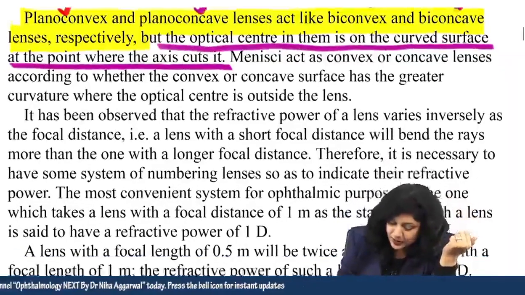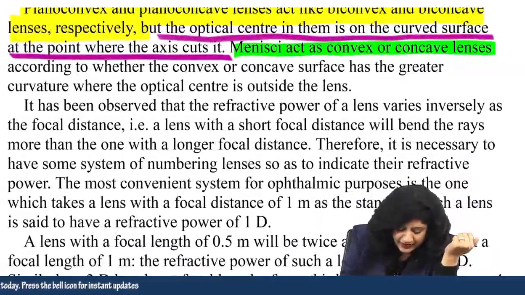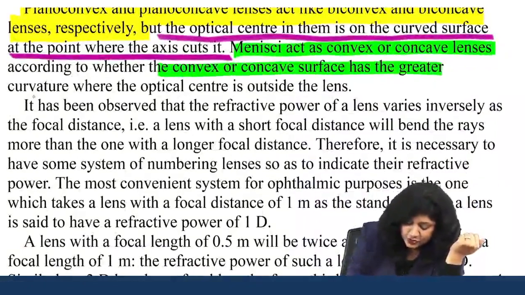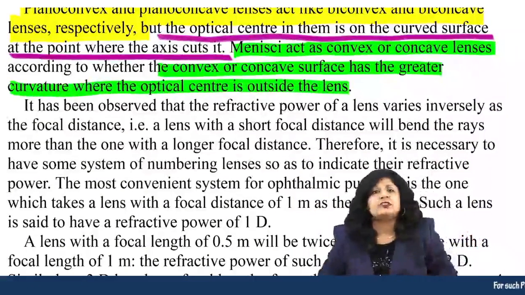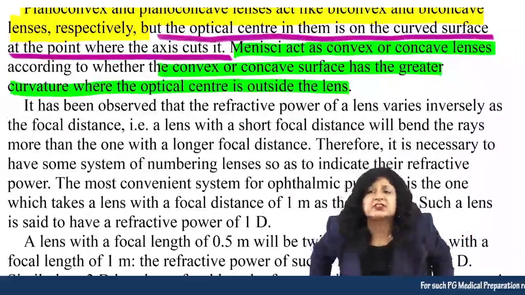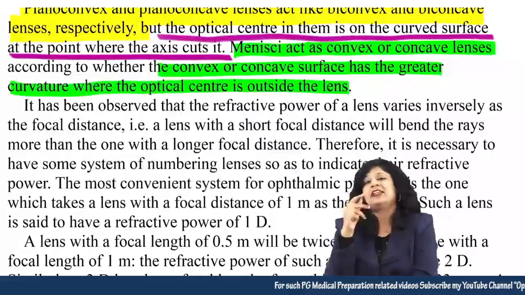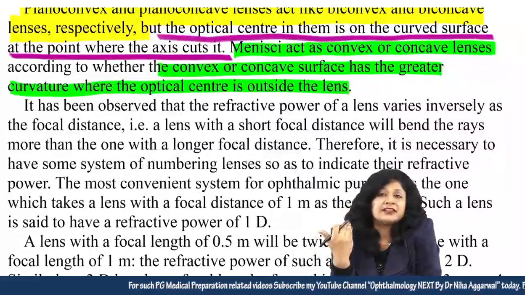Okay. Now what are menisci? Menisci act as convex or concave lenses according to whether the convex or the concave surface has the greater curvature, where the optical center is outside the lens. In those cases where the optical center, which is supposed to be the center of the biconvex lens or the center of the biconcave lens, is lying outside, then that is considered to be a meniscus.